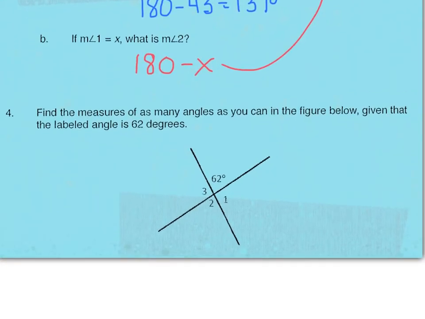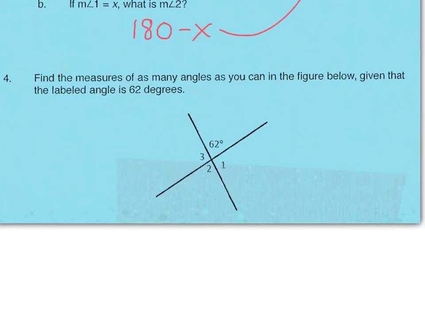All right, find as many measures as you can in the picture below. Preston, what do you think? You make angle 2 62 degrees because it's across the way. Okay, actually I want you to hold that thought for a minute. You are right, because I taught that to you prematurely. Pretend you didn't know that yet. Pretend you didn't know that the one across from it would be 62. Let's start somewhere else.